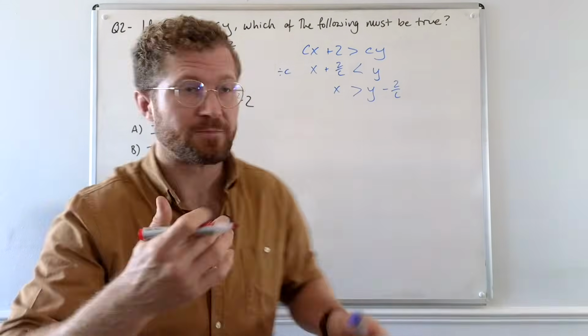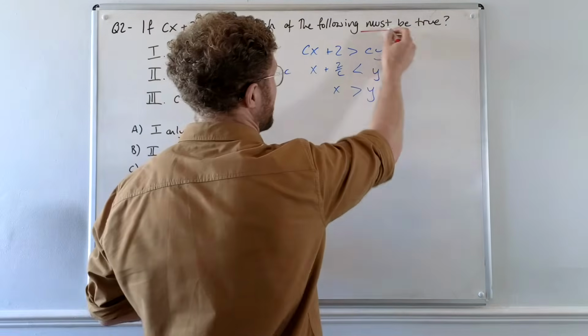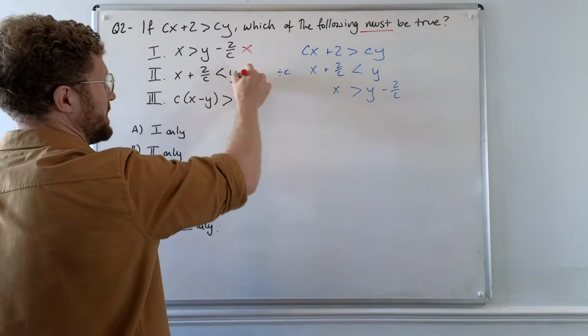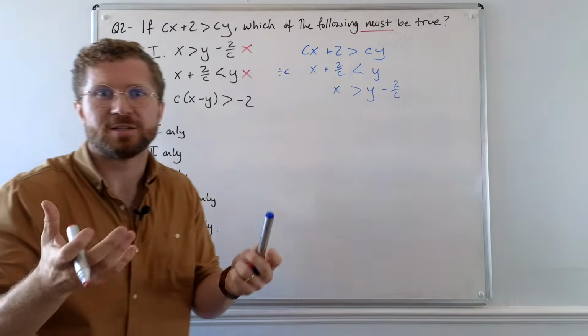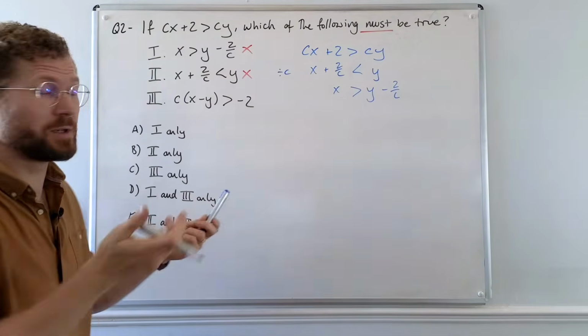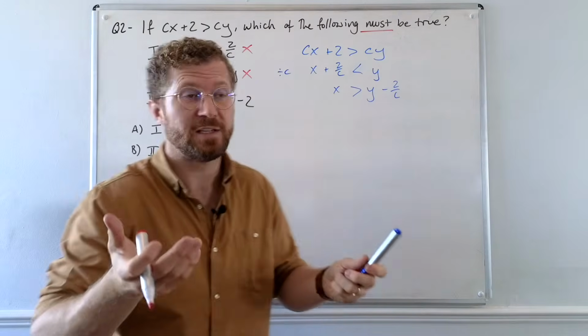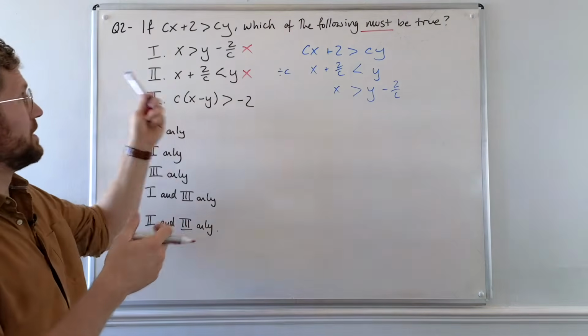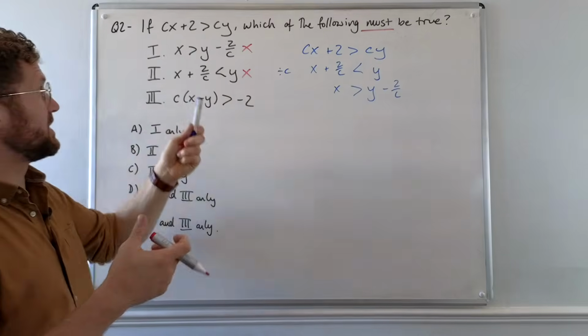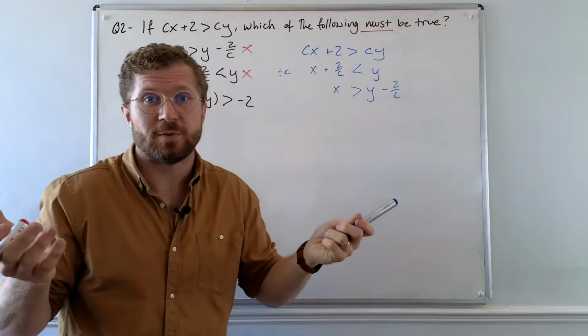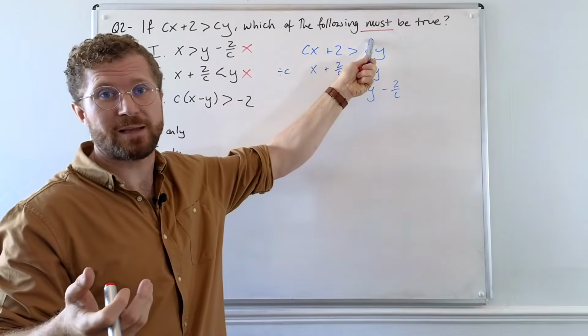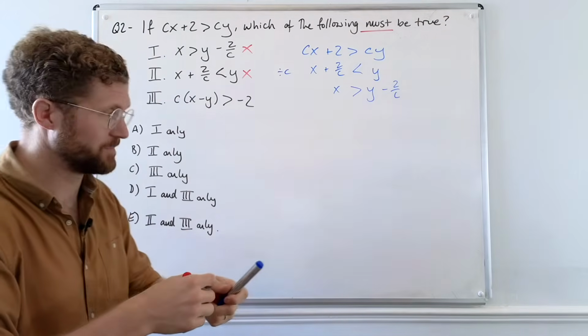So from this, because the question is which of the following must be true, it's not number 1 and it's not number 2. If the question had said which of the following could be true, then yeah, number 1 and number 2 could be true. Well, c is just a number. If c is positive, then number 1 is true. If c is negative, then number 2 is true. I don't know whether c is positive or negative, so we can't say it must be true.